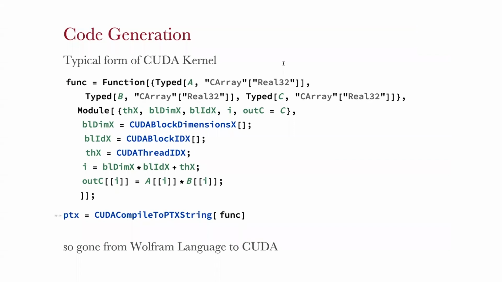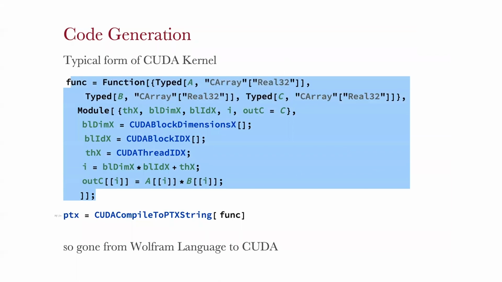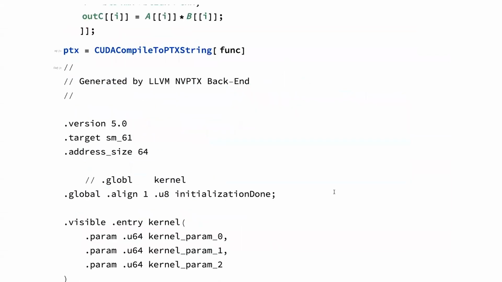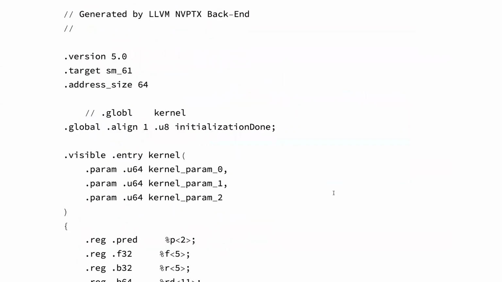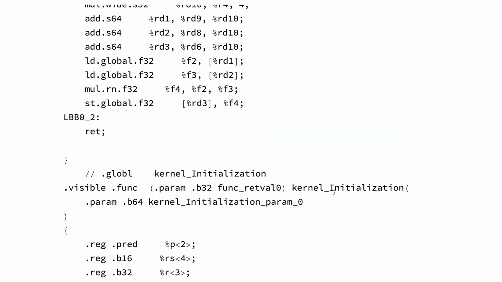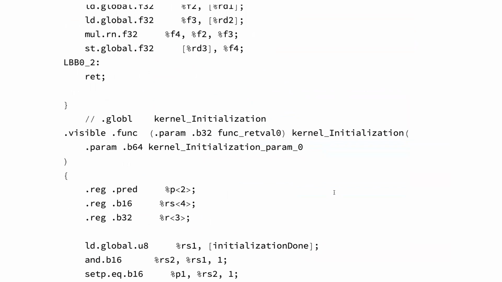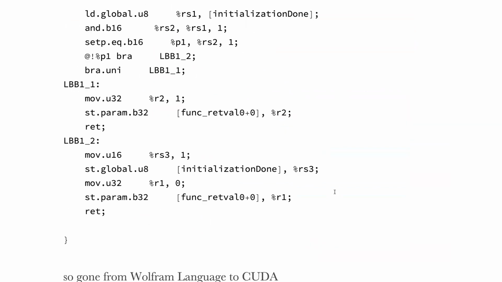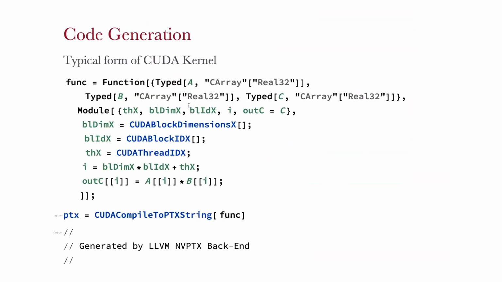So then we need to generate a CUDA kernel. This is the thing that executes, and so you typically write something that looks like this. But what's new now is that we can do code generation on this, and we can generate the PTX, the language that actually runs on the GPU. So with this, we've gone from a Wolfram Language specification to something that executes on the GPU.